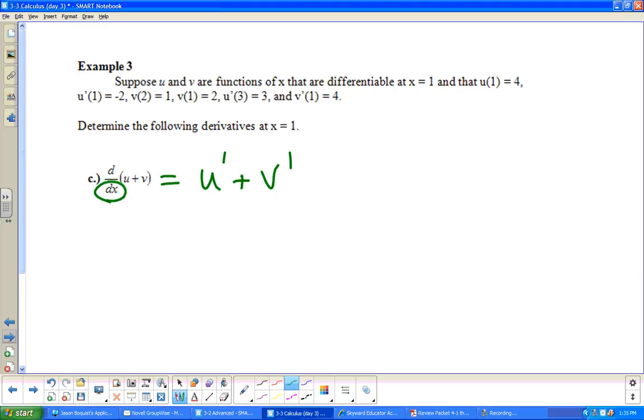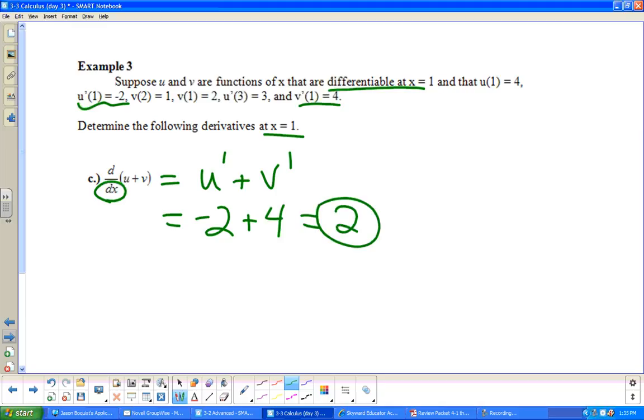And so now again, it's at x equals 1. We know it's differentiable. So all I need is u prime of 1, which is negative 2, right? And plus v prime of 1, which is 4. And so we get 2. Again, 2 is the slope at x equals 1 of this function.